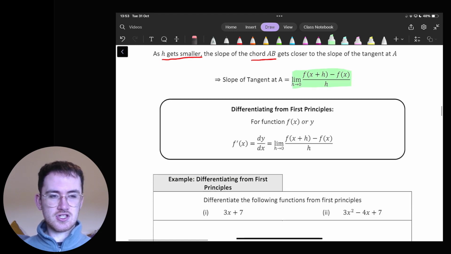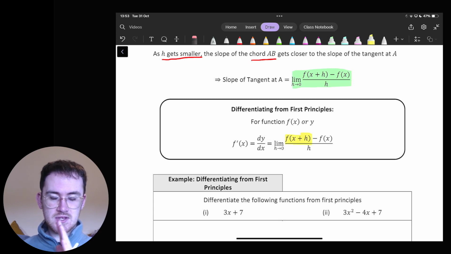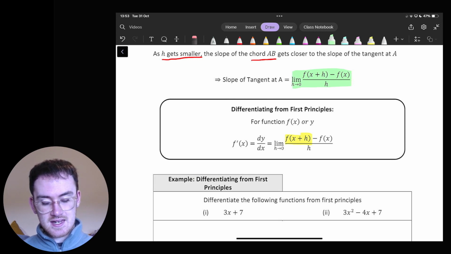So if I have a function f of x, and I want to get the derivative from first principles, I need to first calculate f of x plus h. Okay, so at some point that's a bit h further from the original point x. And then I need to evaluate this limit as h goes to 0 of this expression.